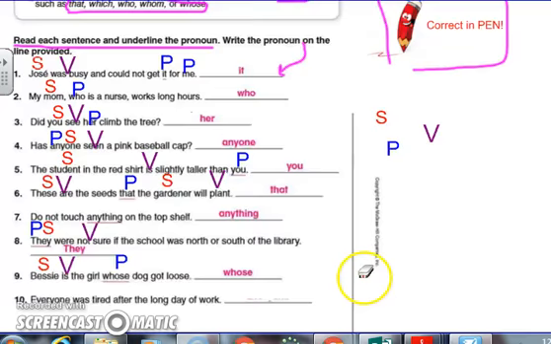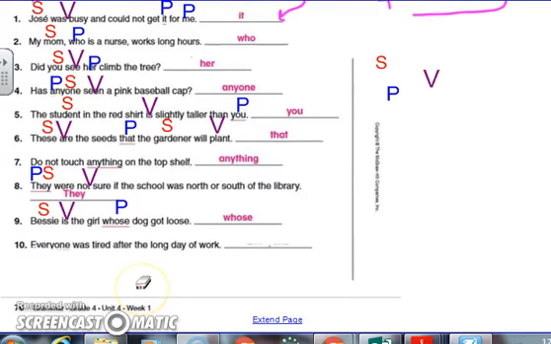Yes. Awesome. Everyone was tired after the long day of work. Who or what? Everyone. What happened? Was tired. So then I need a pronoun. Ooh, well, pronoun and the subject are the same thing, aren't they? All right, let's see if we're correct. Everyone. All right. How did you do?